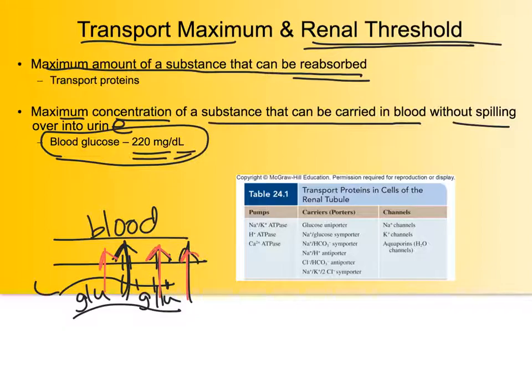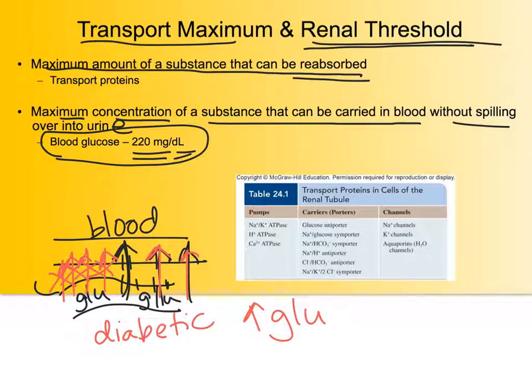But if someone's diabetic and they have excess glucose, they don't have enough carriers to get it back in. So it can't go back. It won't go back. So what happens is the glucose ends up in their urine. And that's one indicator that you could have diabetes mellitus.